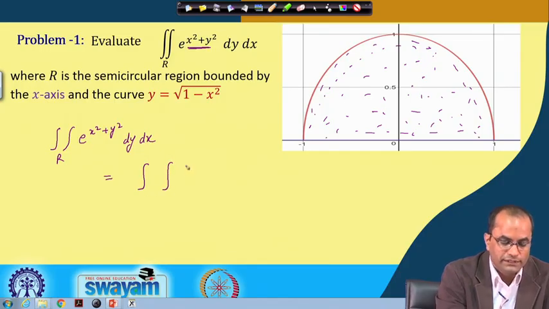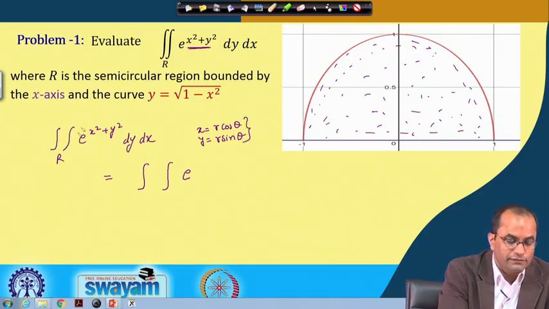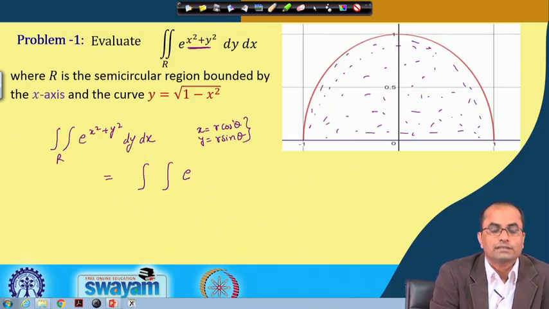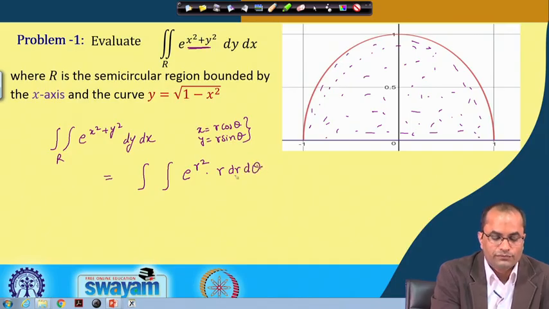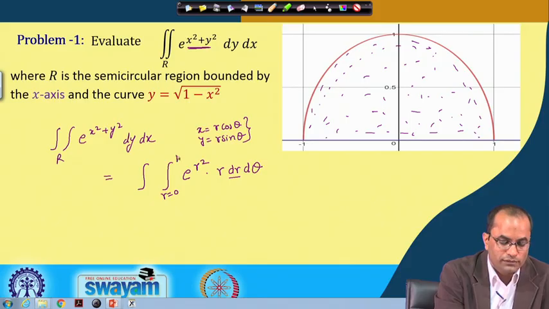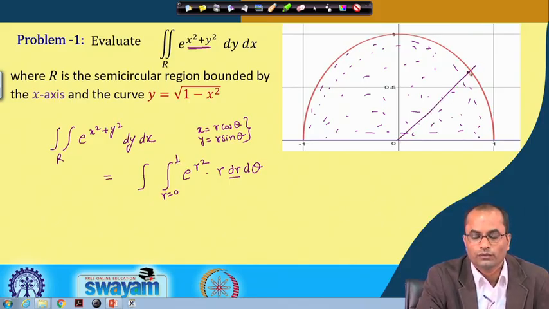form, first of all the integrand, because we are substituting now x is equal to r cos theta and y is equal to r sin theta in the integrand, which will give us this x square plus y square as r square. So, we will get here e power r square, and this dx dy will be r dr d theta. So, first let us put the limit of r. So, r will go from 0 to 1 to cover this region. So, r will go from 0 to 1.